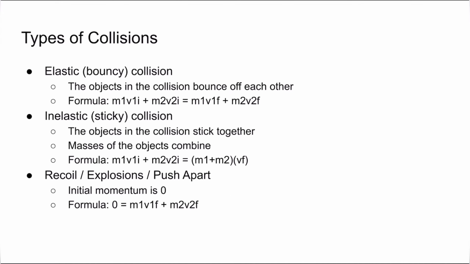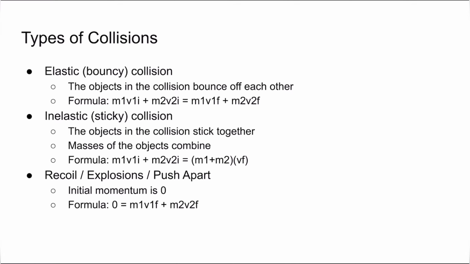Now let's talk about some different types of collisions. The first one is going to be an elastic or bouncy collision. In this type of collision, the objects will bounce off of each other. Now, m equals mass, v equals velocity, i equals initial, and f is final. So the formula here is going to be m1v1i plus m2v2i equals m1v1f plus m2v2f.